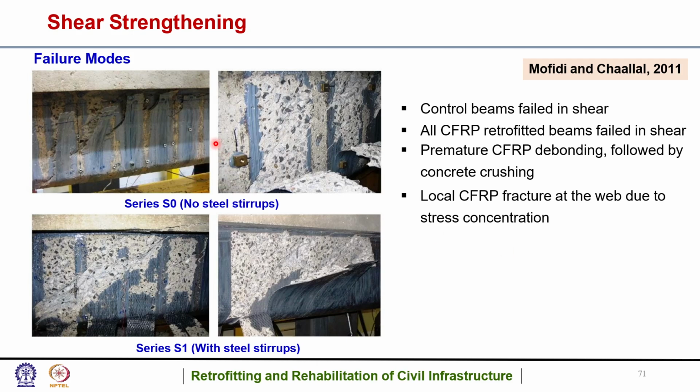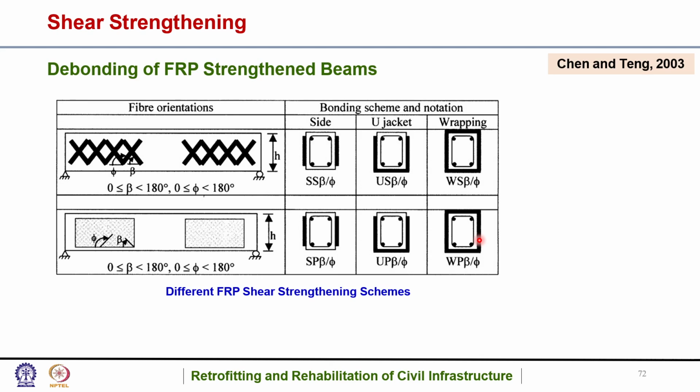So these were the results for failure modes, with no steel stirrups and with steel stirrups. You could see here that control beams failed in shear. All CFRP retrofitted beams failed in shear. Premature CFRP debonding followed by concrete crushing. Local CFRP fracture at the web due to stress concentration. So these were the observations.